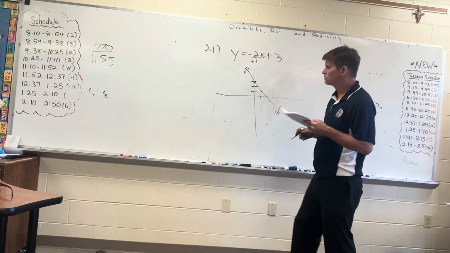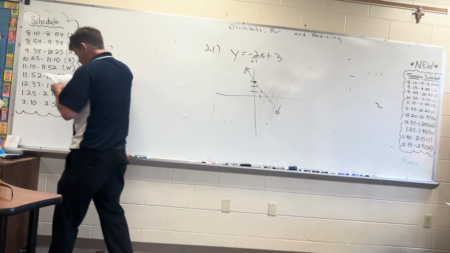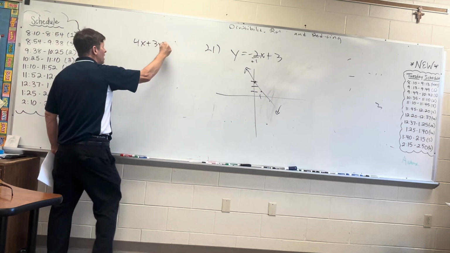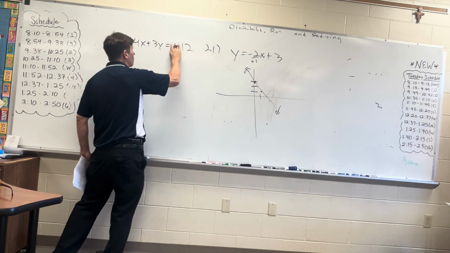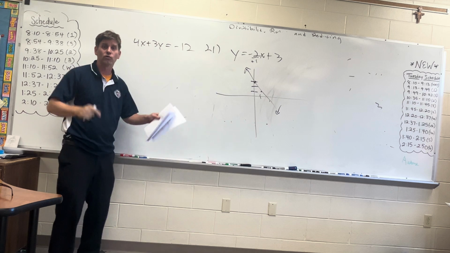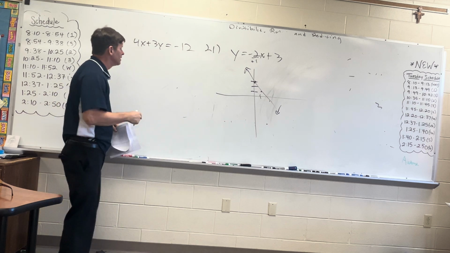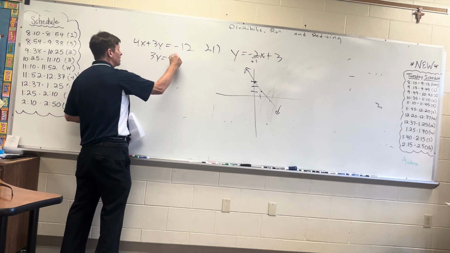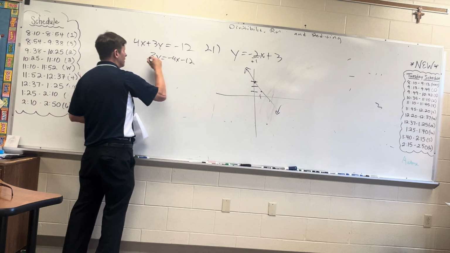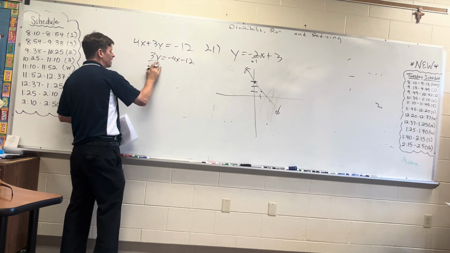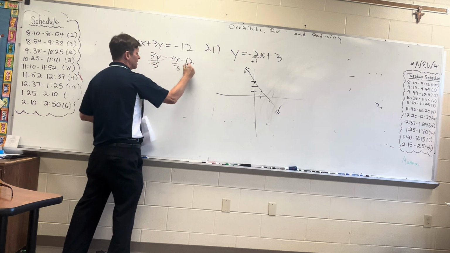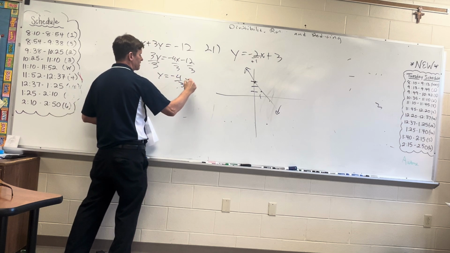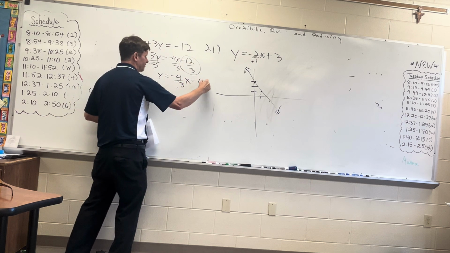22 says graph 4x plus 3y equals negative 12. Well, that's not in that good slope-intercept form. It's not in the y equals mx plus b. So let's make it that way. Fling the 4x, divide everybody by 3, y equals negative 4/3 x minus 4.